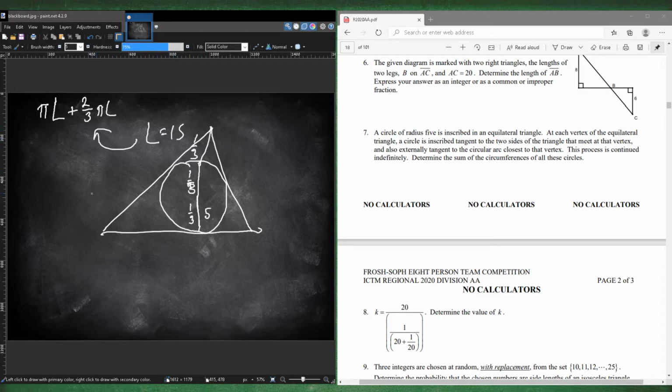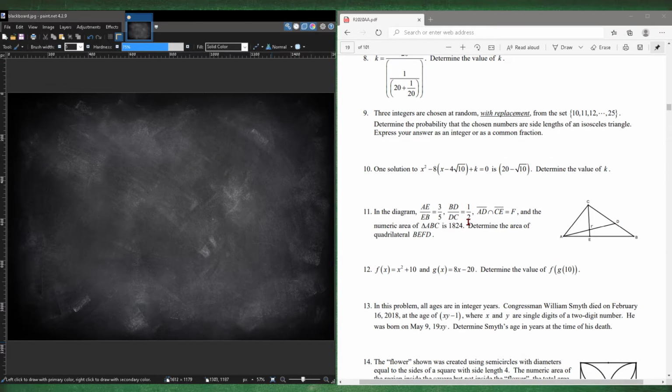Now we just plug it in. So pi times 15, so 15 pi, plus 15 divided by 3 is 5, 5 times 2 is 10, so 10 pi. So add them together, that's 20 pi. And that is your answer for number 7.